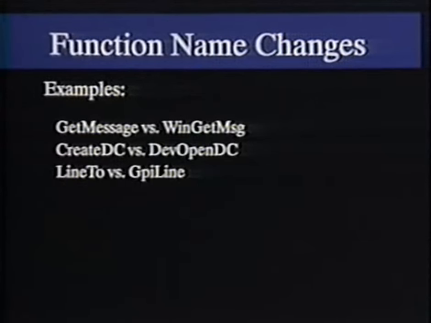First, function names. Here are some examples of how function names have changed. GetMessage in Microsoft Windows becomes WinGetMsg in the OS/2 Presentation Manager. LineTo becomes GpiLine. CreateDC becomes DevOpenDC. Many of these changes are just mechanical changes. They're one-to-one mappings. GetMessage becomes WinGetMessage.